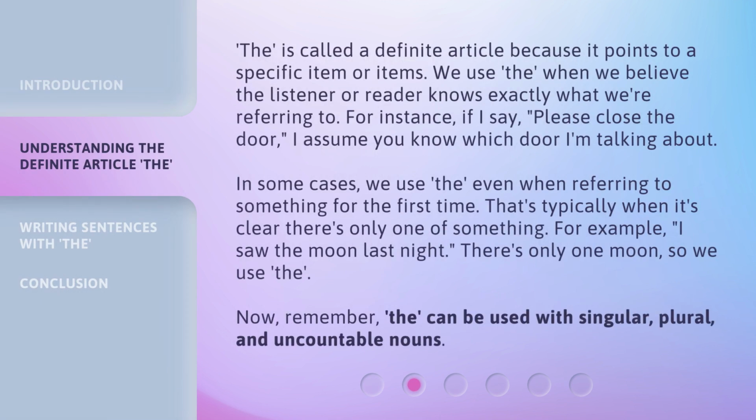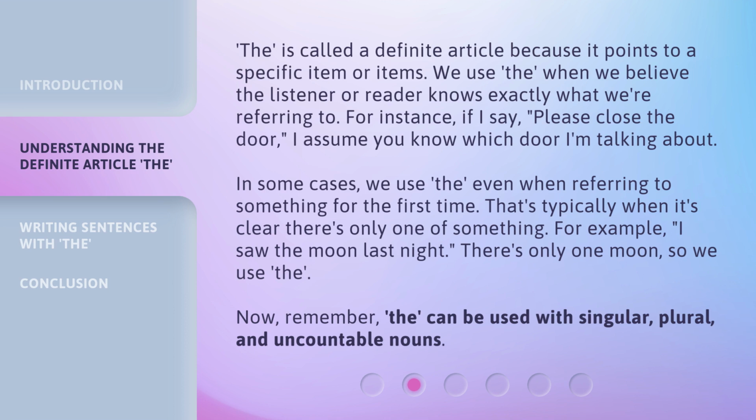"The" is called a definite article because it points to a specific item or items. We use "the" when we believe the listener or reader knows exactly what we're referring to. For instance, if I say, "Please close the door," I assume you know which door I'm talking about.